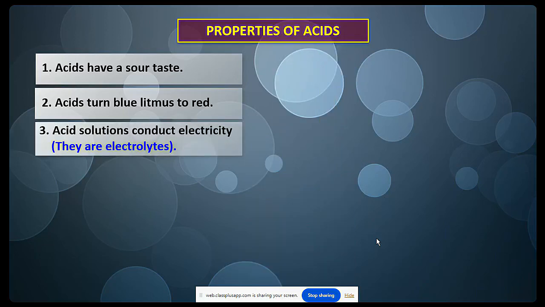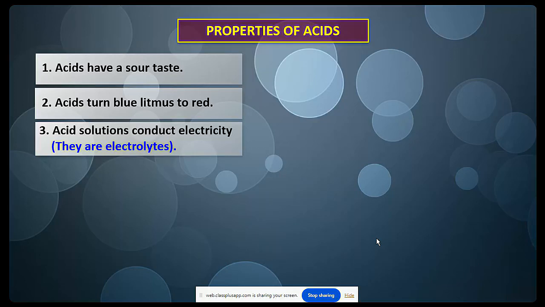Acid solutions conduct electricity. They are electrolytes. So whenever any acid solutions conduct electricity, then we call those solutions electrolytes. Not only acid solutions, bases also conduct electricity. So either acids or bases, we will call them electrolytes here.